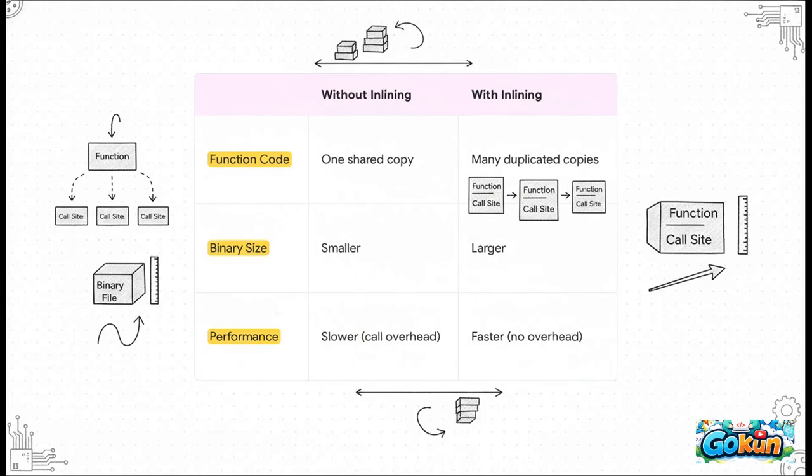And here it is. This is the whole trade-off, laid out right in front of you. Without inlining, you get a smaller binary, but it's a bit slower. With inlining, you get a faster program, but it's bigger. It's this constant balancing act, a decision the compiler is making for you thousands of times in any non-trivial program.